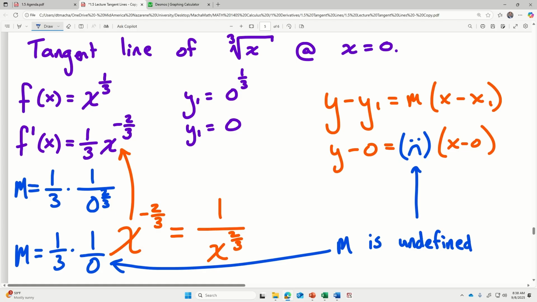Okay, so that explains my confusion about the whole x cubed thing. If you take the tangent line of x cubed at x equals 0, it really is the flat line y equals 0. If you wanted the tangent line of cube root of x at x equals 0, you're not actually going to be able to find it using this method. And the problem is that the slope is undefined.